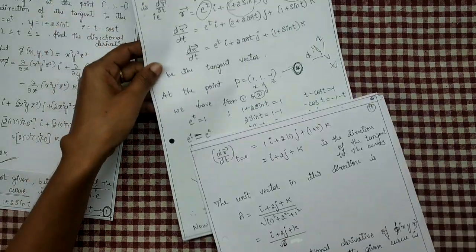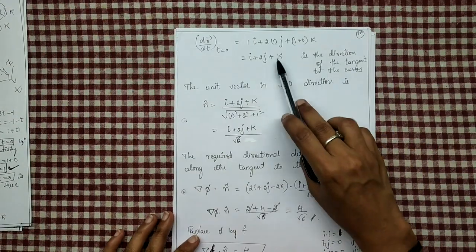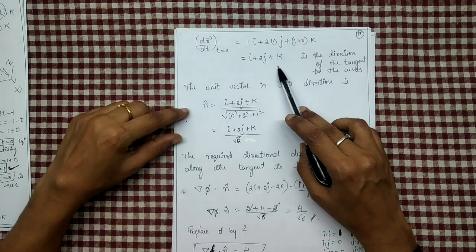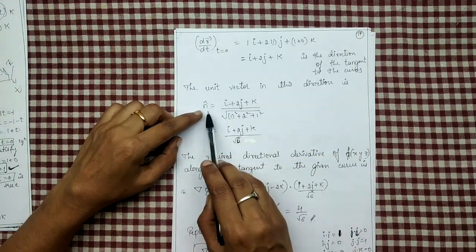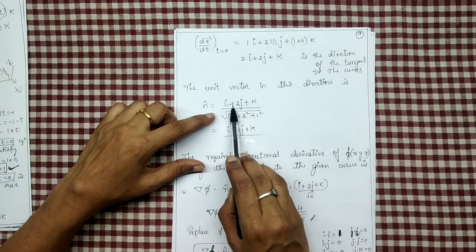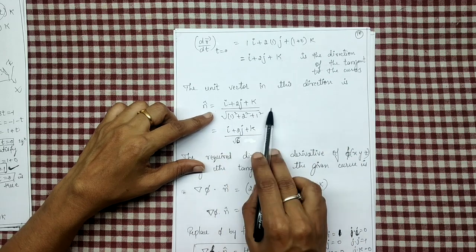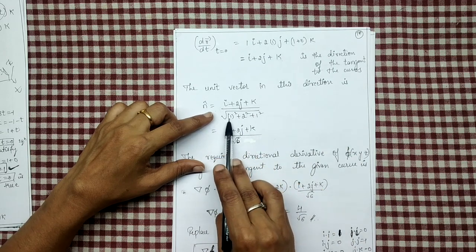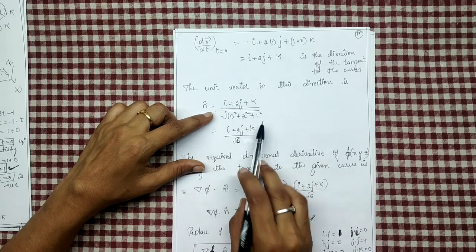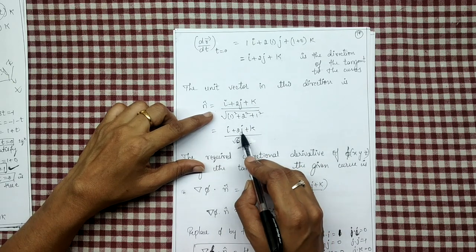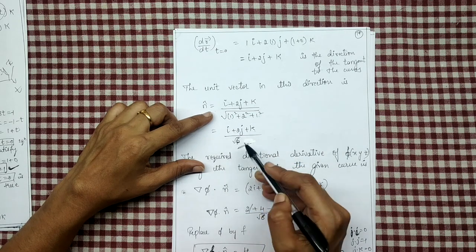Now for this direction we have to find the unit vector. To find the unit vector, what is the formula? It is denoted by n cap. The unit vector in this direction is given by n cap equal to i plus 2j plus k, the given direction written as it is, divided by the square root of the i coefficient squared plus the j coefficient squared plus the k coefficient squared. If you simplify that, I get i plus 2j plus k divided by root 6. 2 squared is 4, 4 plus 1 is 5, 5 plus 1 is 6, that is root 6.